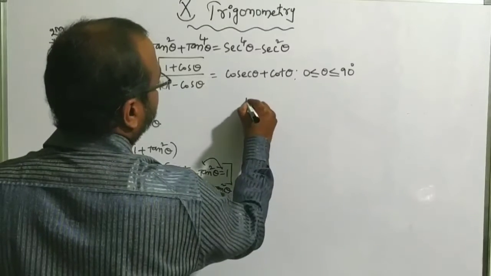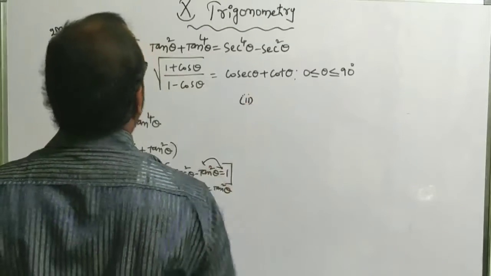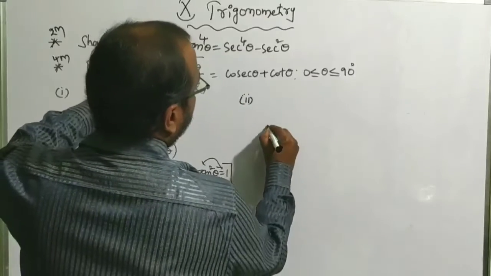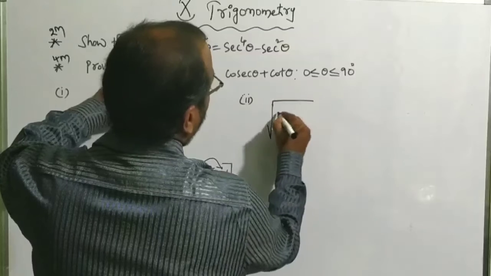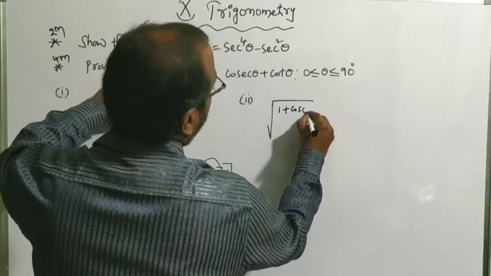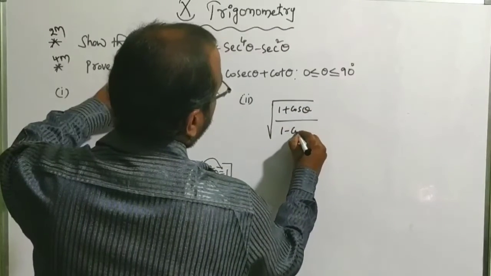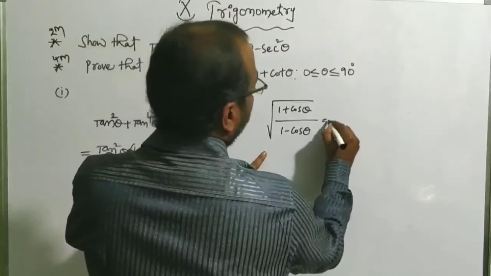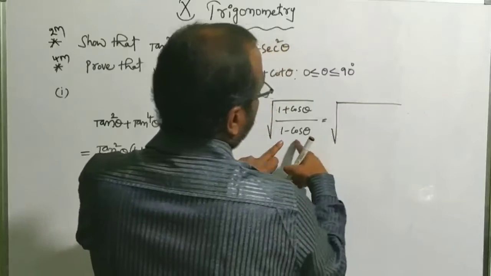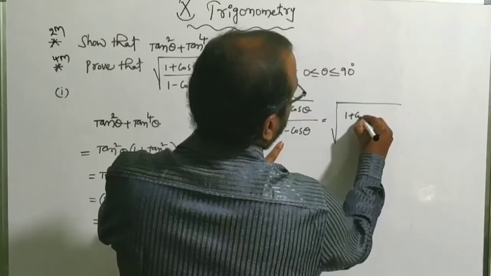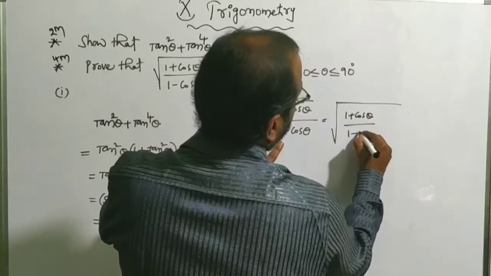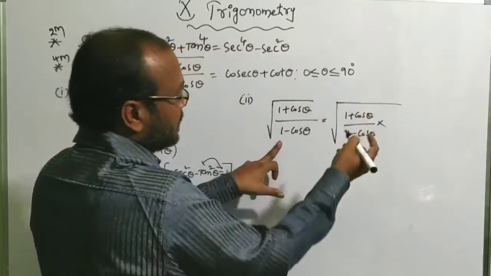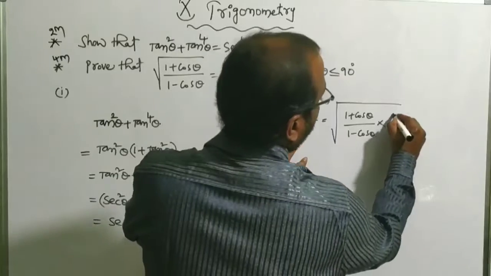Now go for the second. Prove that this is equal to this one. Right. Now first take this one here: root of (1 plus cos theta) by (1 minus cos theta). Here we will use the rationalizing concept. So simply rationalize the denominator part. The rationalizing factor of 1 minus cos theta is 1 plus cos theta. Just we will multiply and divide by that one. If minus is there, we can take plus; if plus is there, we can take minus. So (1 plus cos theta) by (1 plus cos theta).